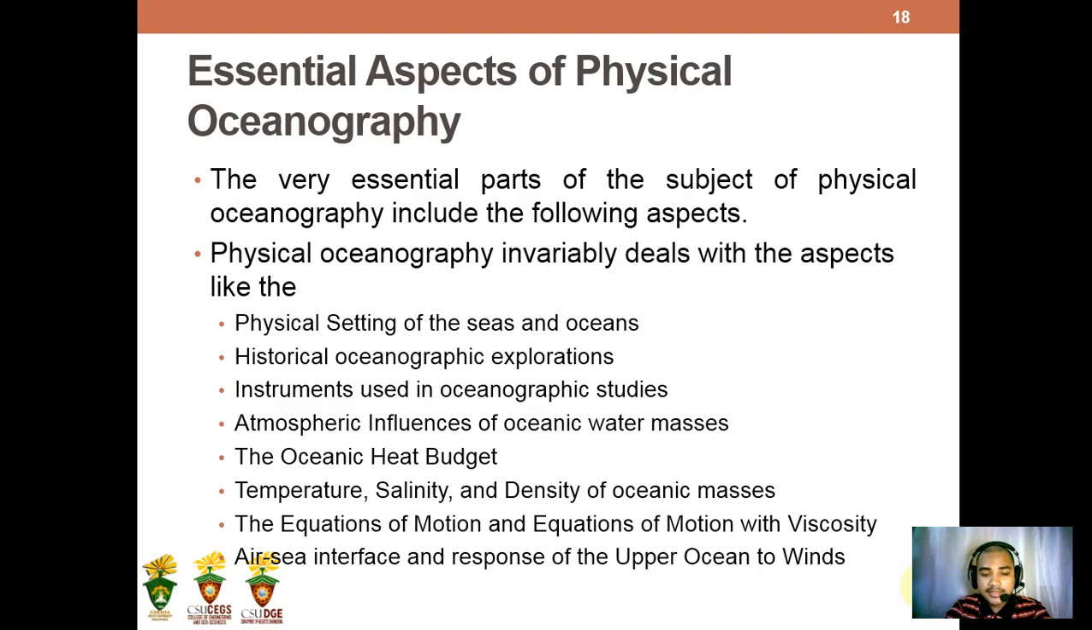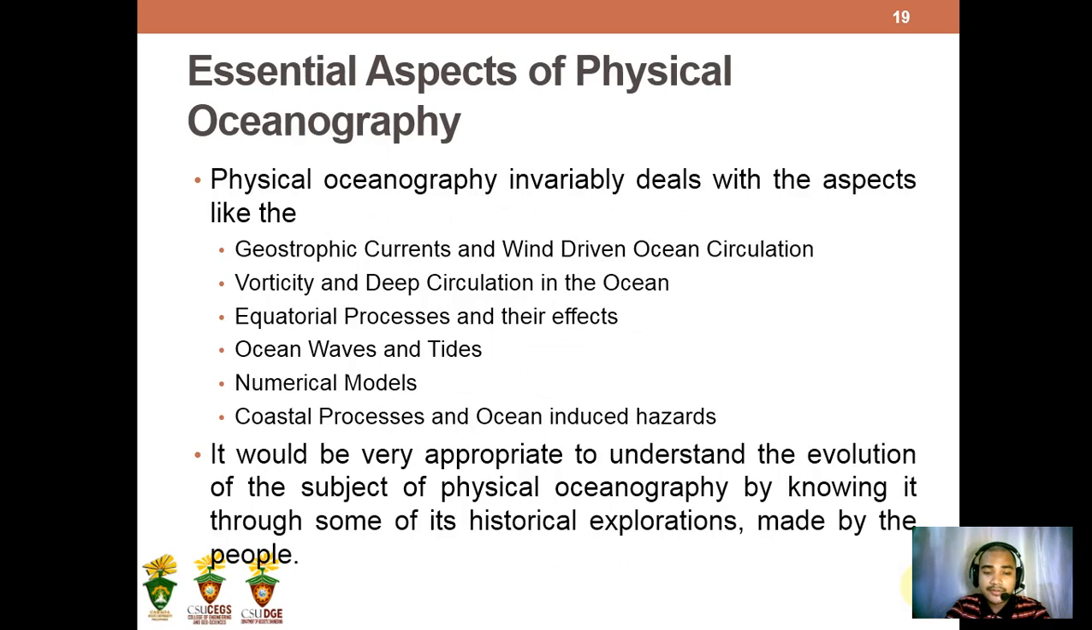And next is the air-sea interaction and response of the upper oceans and winds. We have also the geostrophic currents and wind-driven ocean circulations, the vorticity, and deep circulation in the ocean. We have also equatorial processes and their effects.